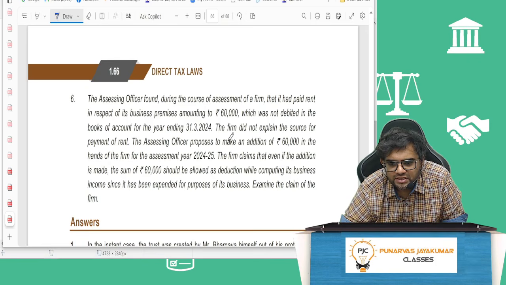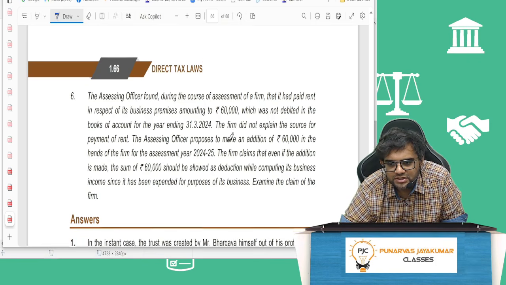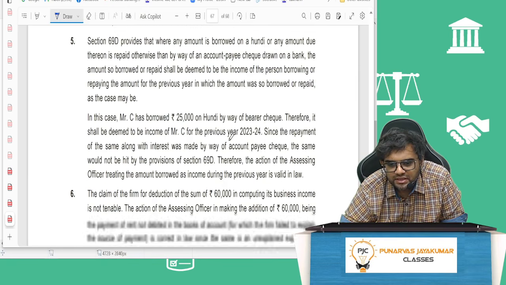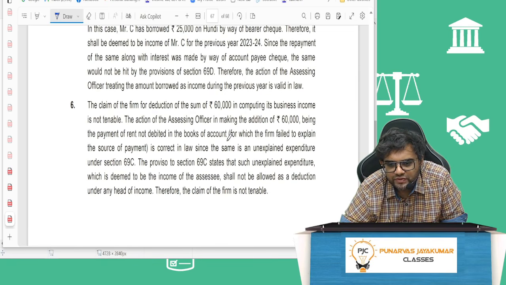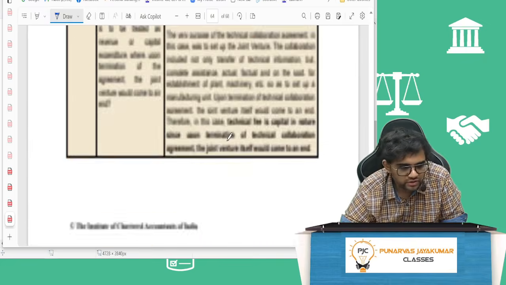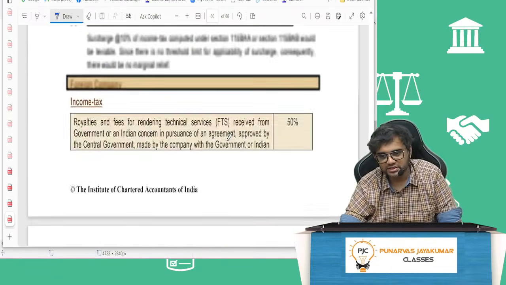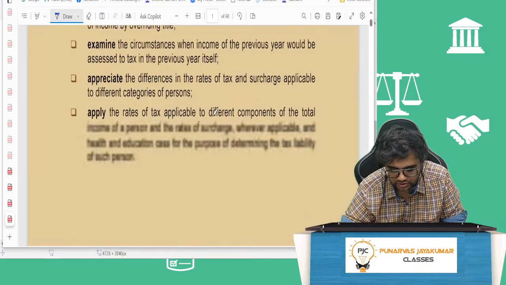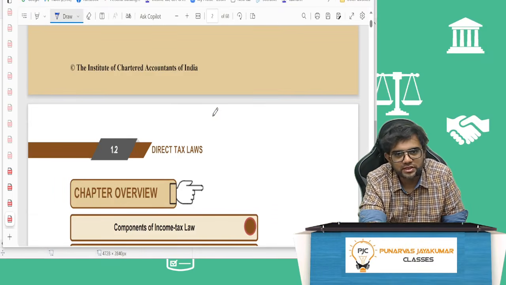5 and 6 are technically not this particular chapter. That's based on 69C and 69D, which we will have to see later. So that is not relevant. I don't know why they have included it in the basics. Cool. So with that, we finish the basics. All the basic concepts, all the questions are done.